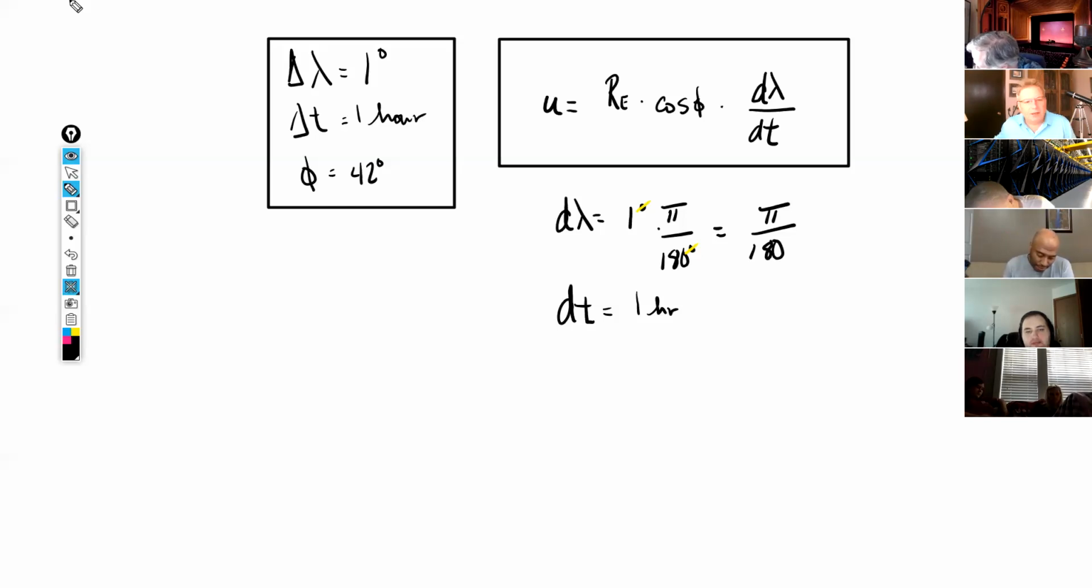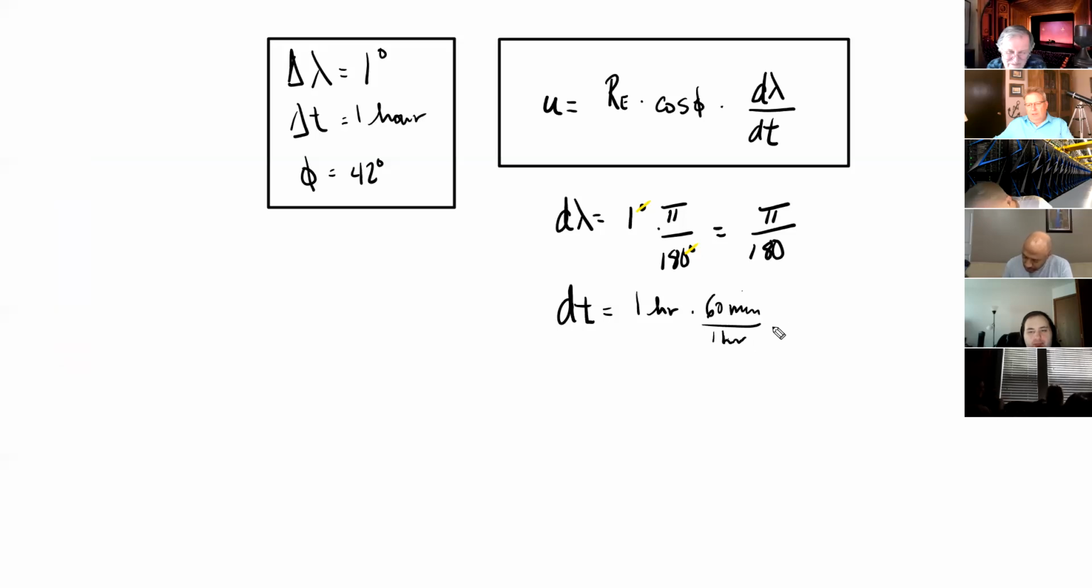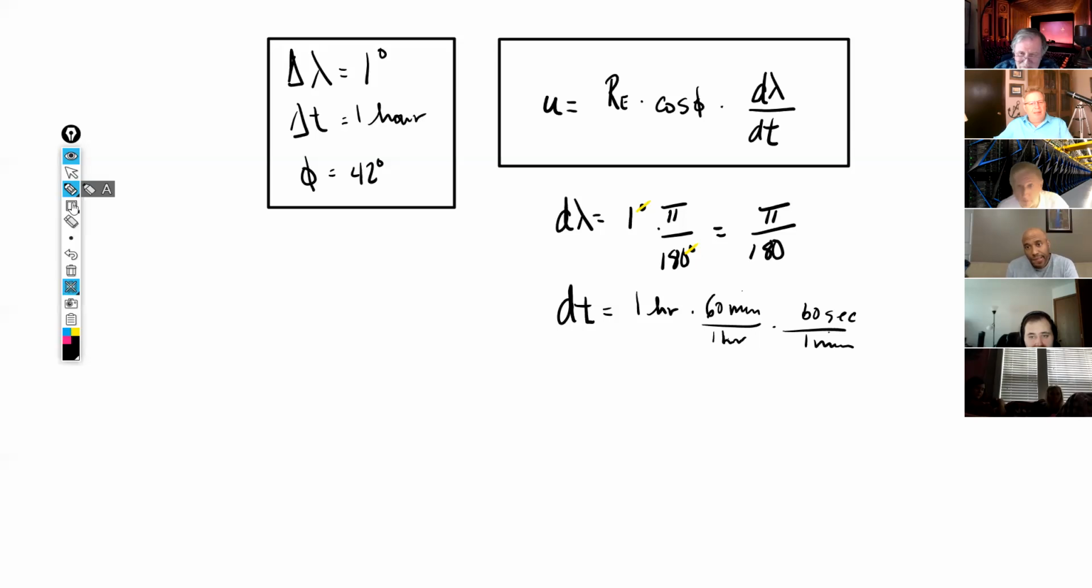Okay, and then I'm going to say, so I need to get this into seconds. So how do I get this into seconds? What can I multiply by? 60 minutes per hour, and then you multiply that by 60 seconds per minute for 3,600 seconds. So what am I multiplying by? What am I multiplying inside here?